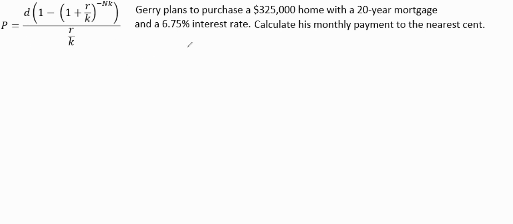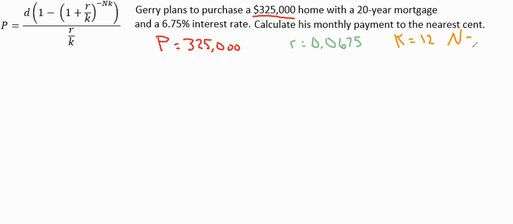So what we're going to have is P is going to be our purchase price, or how much we're going to borrow, which is going to be $325,000. The R is going to be our interest rate, but we have to write this as a decimal. So we take the 6.75% and we divide it by 100 to give us 0.0675. The K is going to be how many times we're going to be compounding it here, which is going to be 12. And then the N, or capital N, is going to be how many years we're doing this for, which is going to be 20.